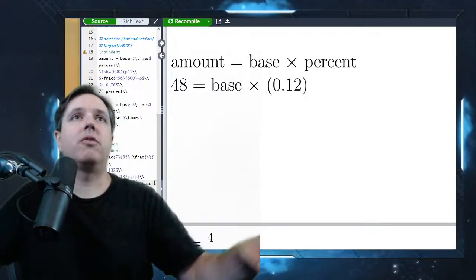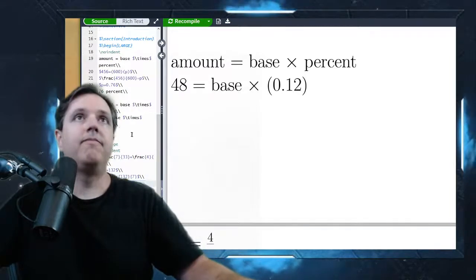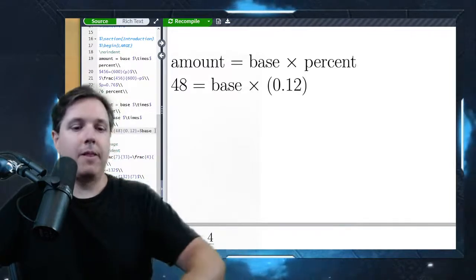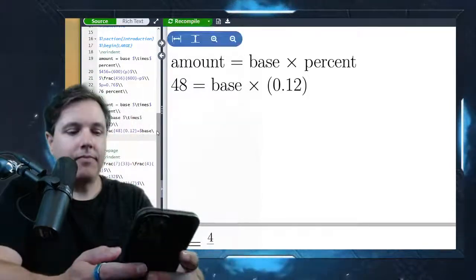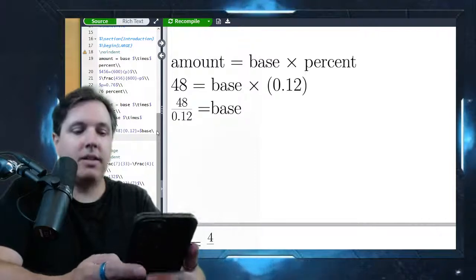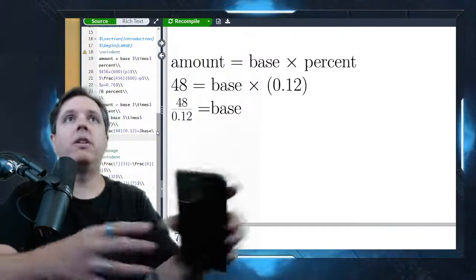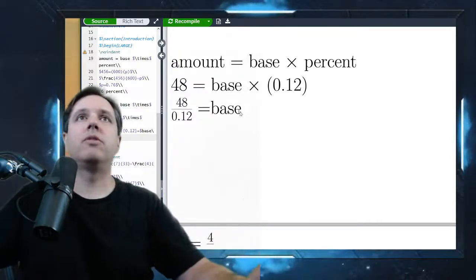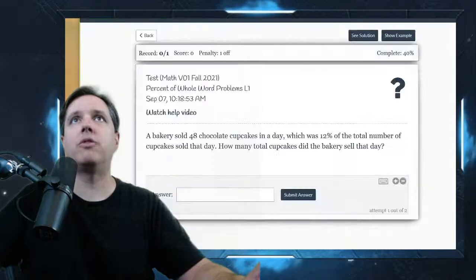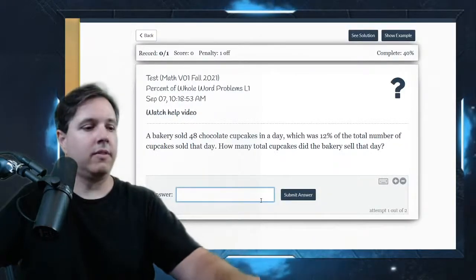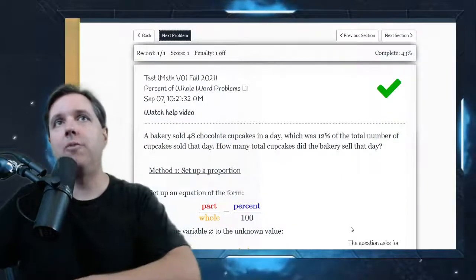Oops, I just put this on the wrong line. So 48 divided by 0.12 is 400. Right, so this should come out to 400. 48 divided by 0.12 should be 400. And there we go.